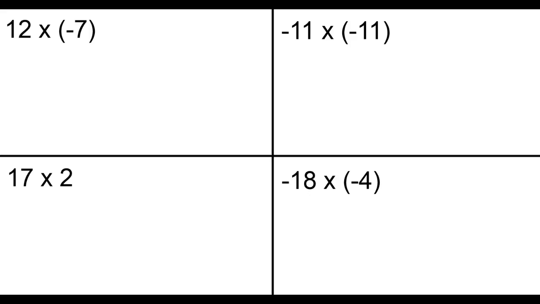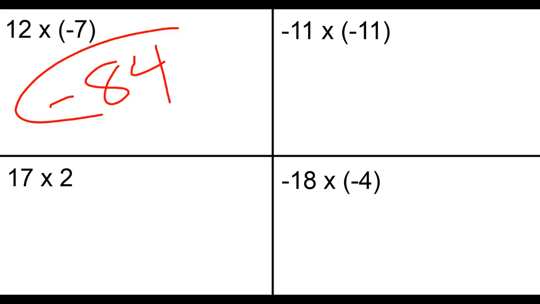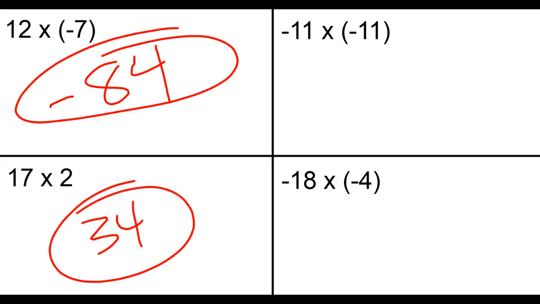So in the upper left-hand corner, 12 times 7 is 84. But we have a positive and a negative, and different signs give us a negative 84. In the lower left-hand corner, 17 times 2 is just 34. That's our familiar positive multiplication.